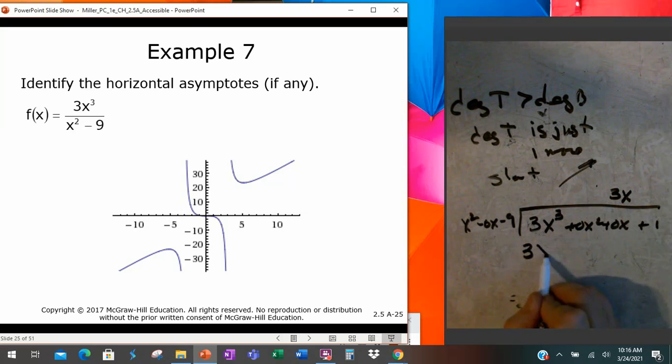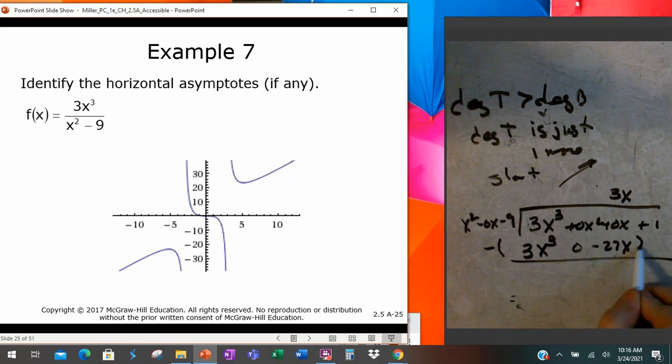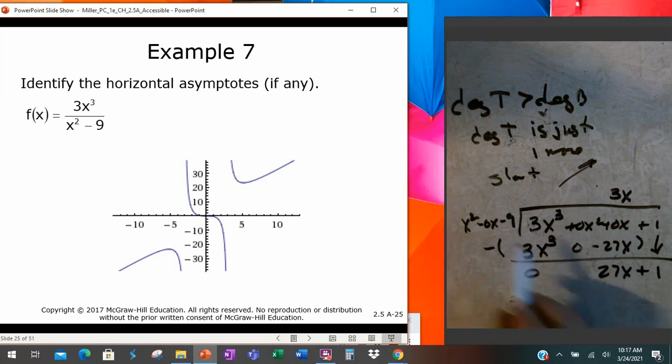3x times x squared is 3x cubed. 3x times 0x is 0x squared. And then 3x times negative 9 is minus 27x. Draw my line, subtract. This is 0. This is plus 27 plus the 0, so now this is 27x. And then I bring down this plus 1. When do I stop? I always stop when the degree of this is less than the degree of that. Well, it is. So all I had to do was one step.